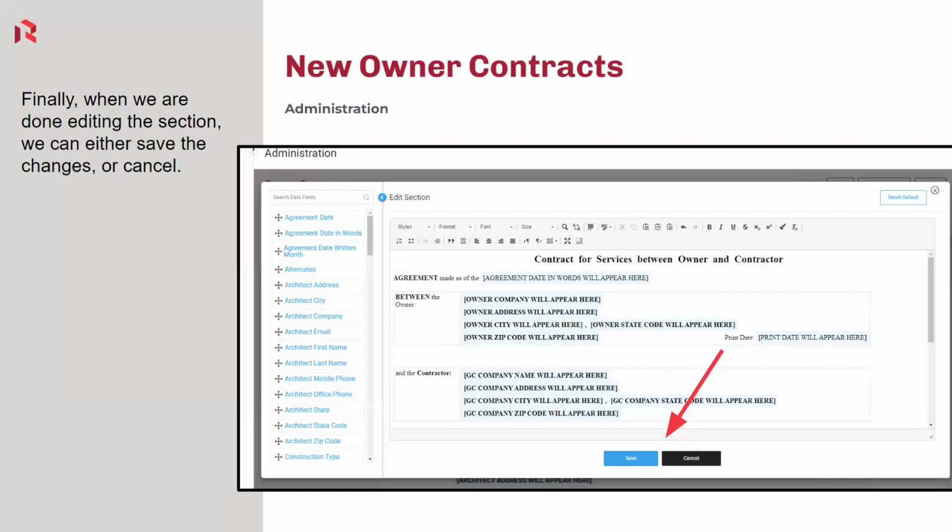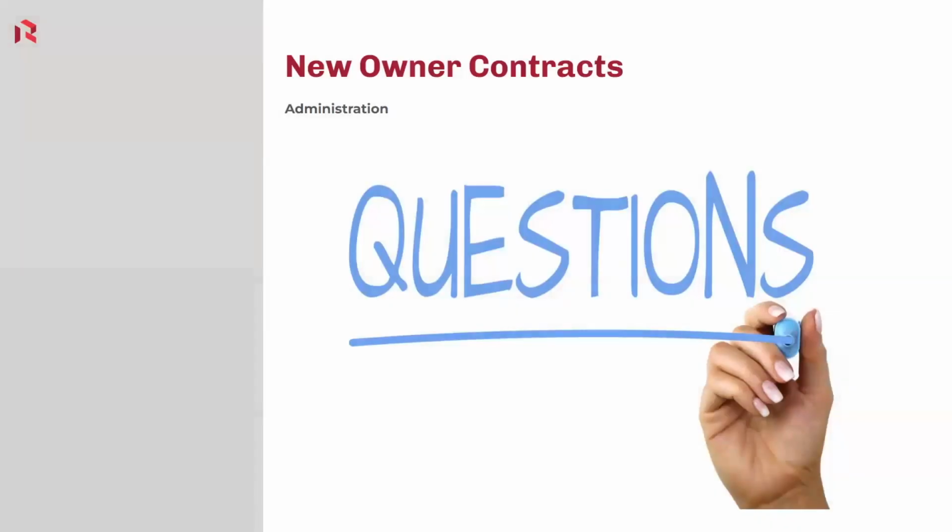Once we're done editing the section, we can click on save. And that's really all we've got on the administration side. The next thing we're going to look at is on the project specific side, where we're going to write contracts for a particular project. Again, before we move forward, does anybody have any questions about anything?